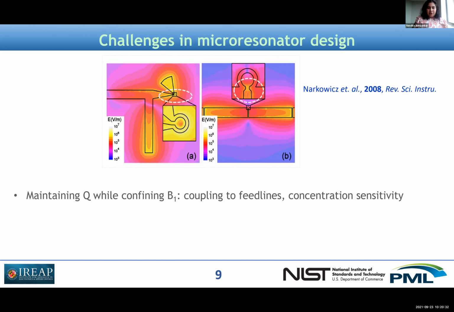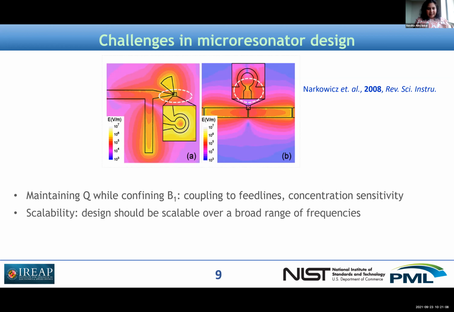So what are the challenges in microresonator design? First is maintaining Q, because the increased losses from that capacitive gap result in a loss of Q factor, which deteriorates sensitivity. Another consequence of a poor quality factor is that you can't couple to feed lines very easily. And so it's difficult to record the signal, the reflected power coming back from the resonator.